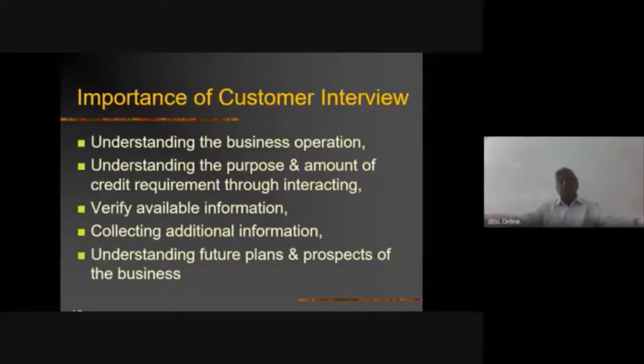The customer interview is also for the collection of information. Understanding the business operation: yes, it would have been given in the application, but when you get it through his mouth, you can understand the business operation. Understanding the purpose and amount of credit requirement through interacting. Sometimes he would have asked for more funds, a bigger loan, but actually he may require a lesser amount.